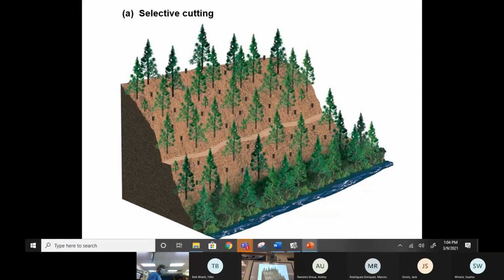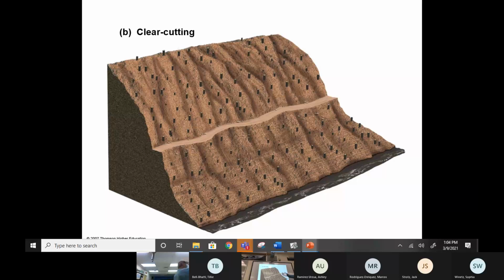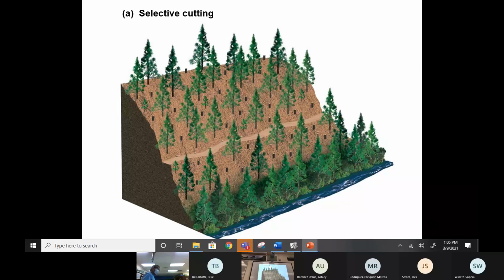Oh, here's just pictures of that. Selective cutting. Do you see gullies on this hillside? You know what I'm talking about when I say gully? See all these ditches that have eroded into the hillside here, right? Whereas we don't really see them in the selective cutting because the living roots are holding the soil intact.